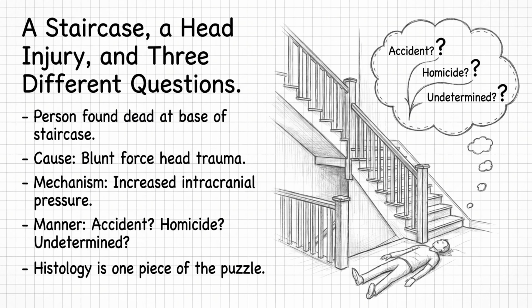The tissue can tell you the age of the hemorrhage, whether there was prior injury, whether the pattern is consistent with a fall or a blow. But manner requires the whole picture: the scene, the history, the toxicology, the witness statements. This is the case that illustrates why histology is powerful and why it is also limited. This week is about understanding exactly what piece of the puzzle you hold. So what can histology tell us?